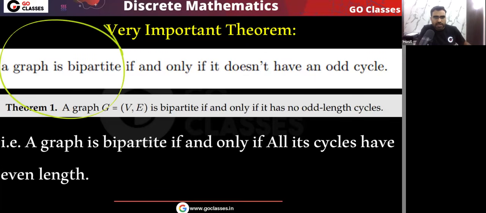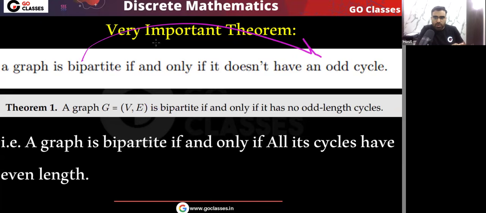A graph is bipartite if and only if it doesn't have any odd length cycle. This is a very important theorem for bipartite graphs, and in many questions you will apply it. Please understand that this is an if and only if theorem. It means if a graph is bipartite, then it will not have any odd length cycle. Also, if your graph does not have any odd length cycle, then your graph will be bipartite. So this is an if and only if theorem.